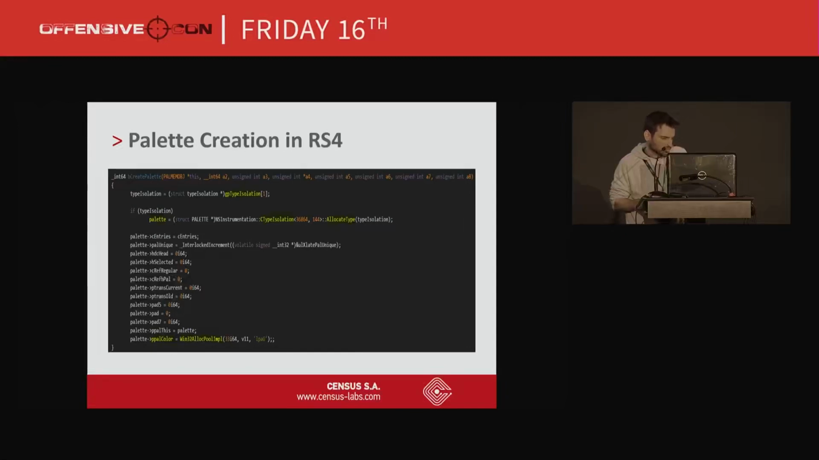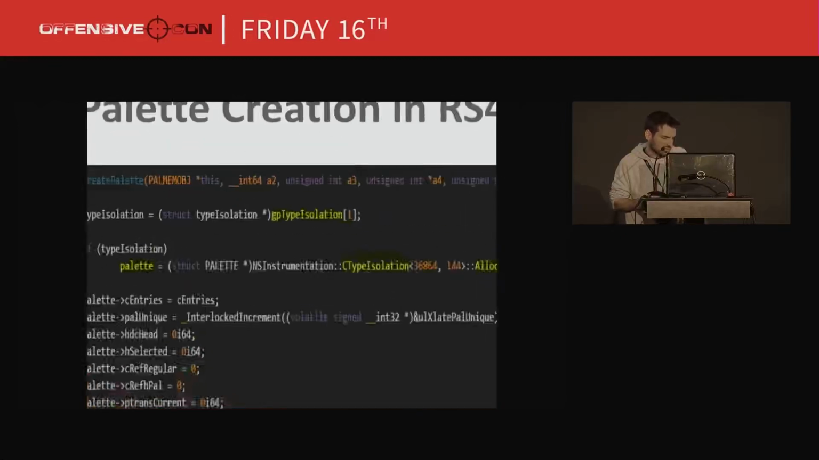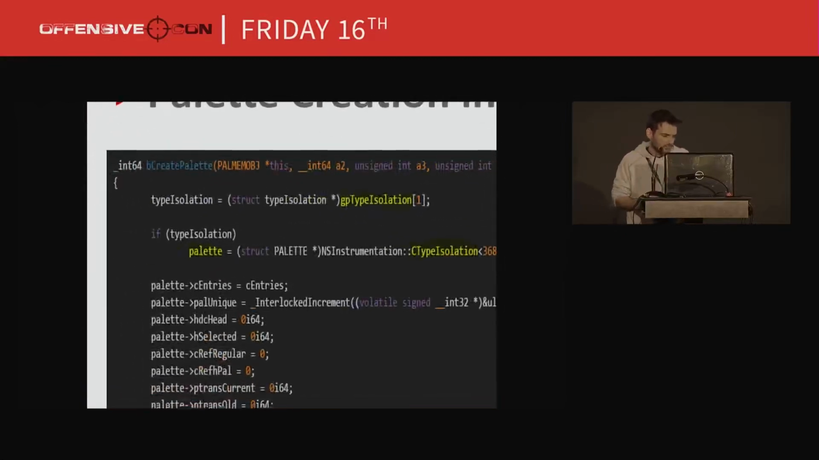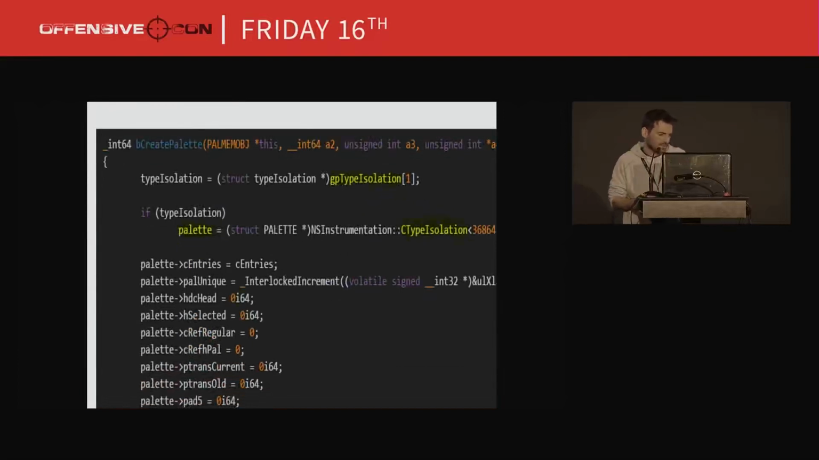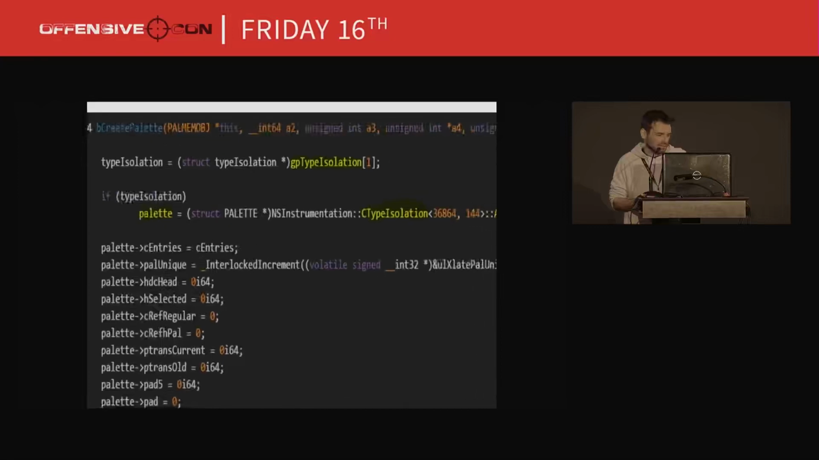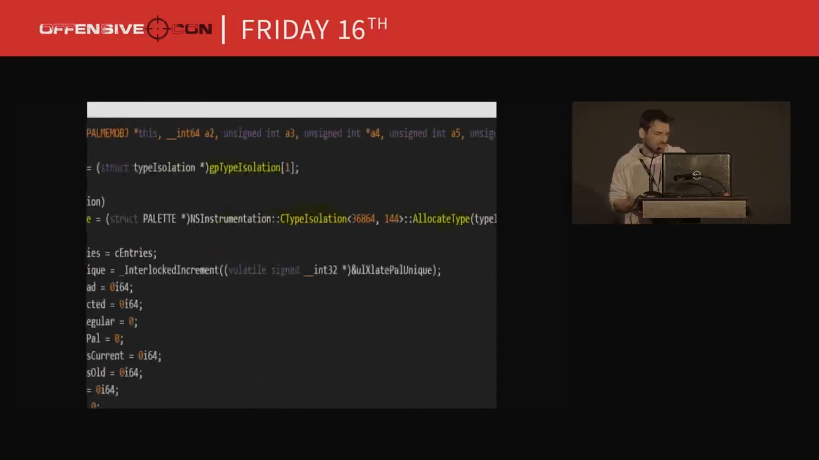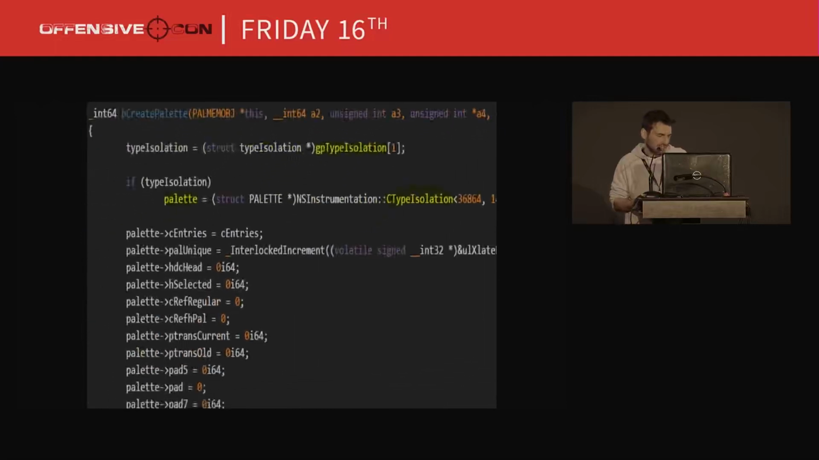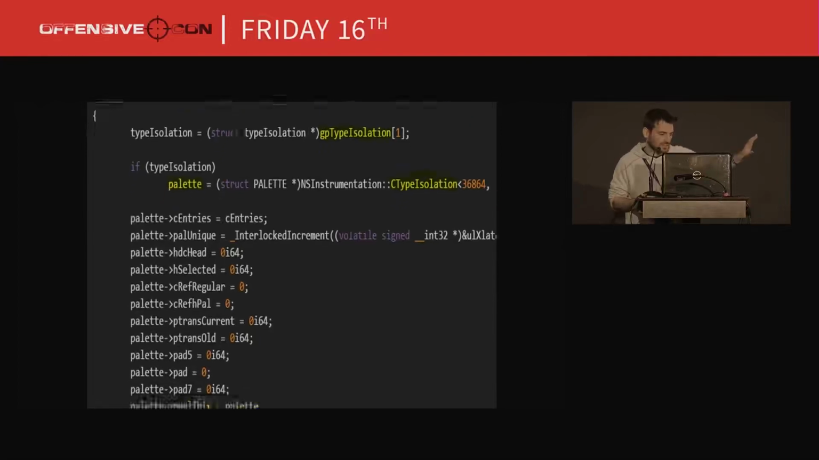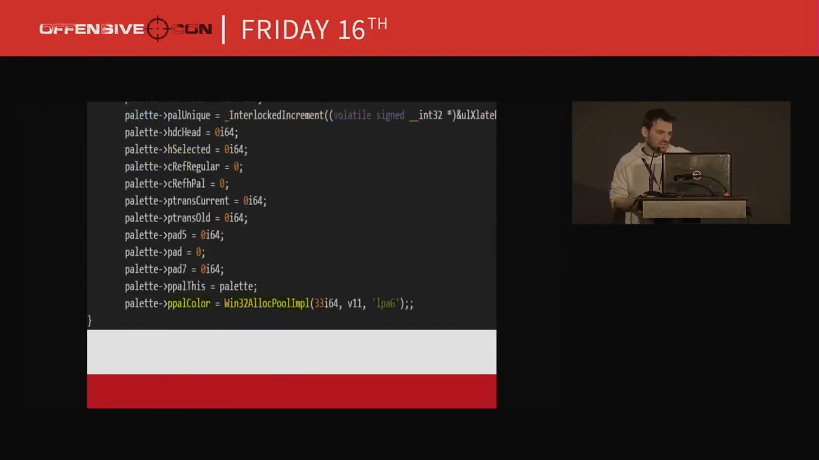And here is the small pseudocode that shows us exactly that. Here is the bCreatePalette, which is actually the function that will allocate the palette. It calls the CTypeIsolation allocate type with the type isolation data structure as an argument, which is going to allocate the palette data structure in the isolated space, while the pal color, which are the entries, are still allocated in the regular session heap, right?